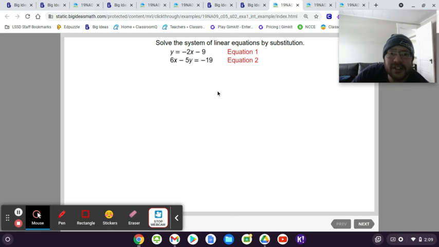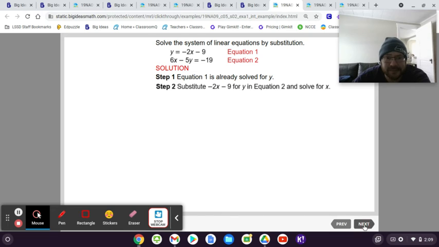Okay, so here we have this system of equations. We have y equals negative 2x minus 9, and we have 6x minus 5y equals negative 19. Notice this is in slope-intercept form, and this is in standard form. Substitution is best used when you have slope-intercept form and standard form. We already have this first equation solved for y. You already got y by itself. So what you're going to do is replace this y in the second equation. So you're going to replace y with negative 2x minus 9 in the second equation, like so.